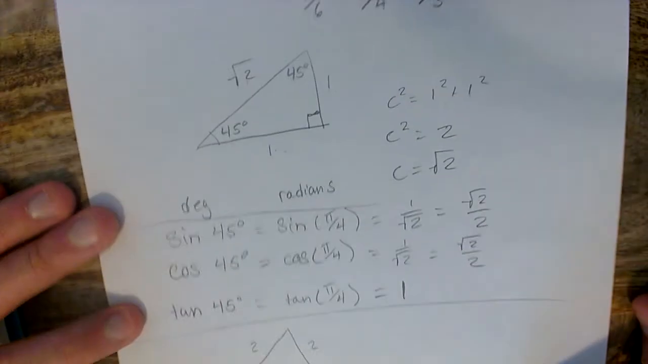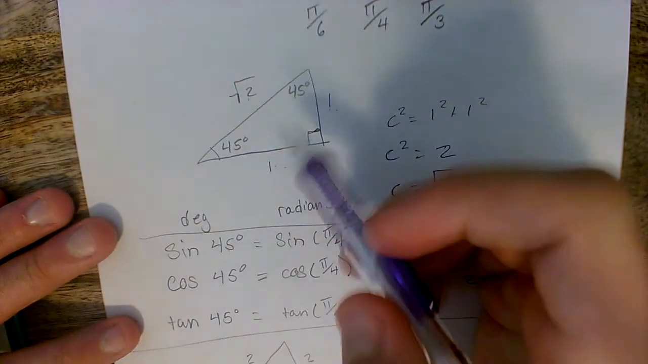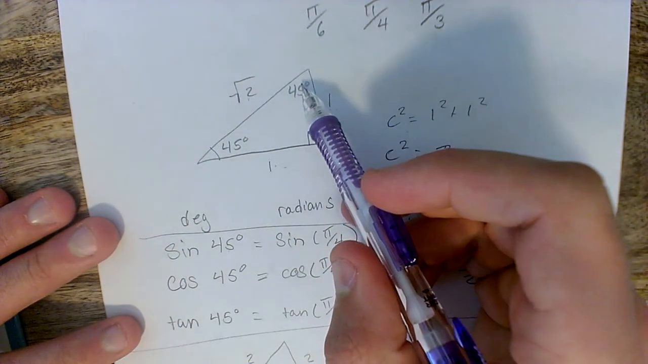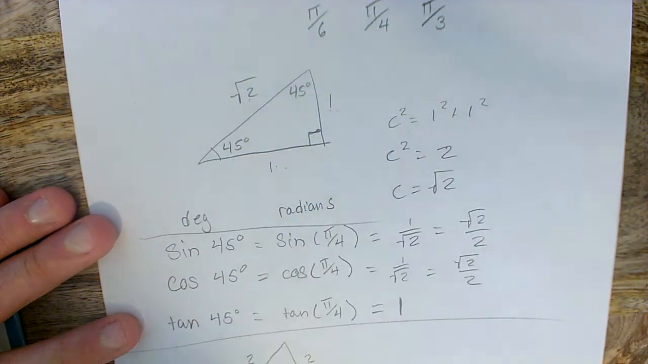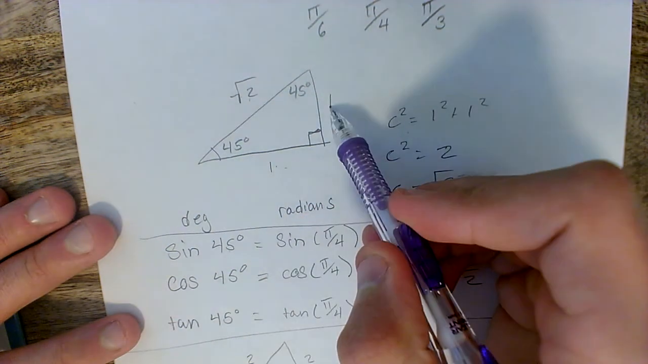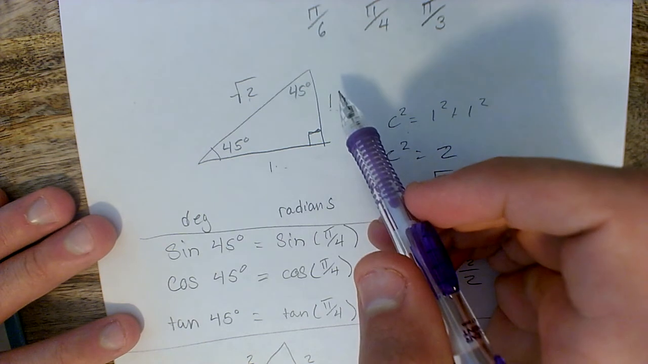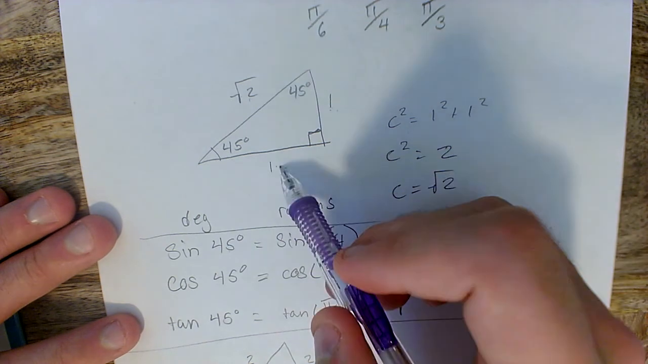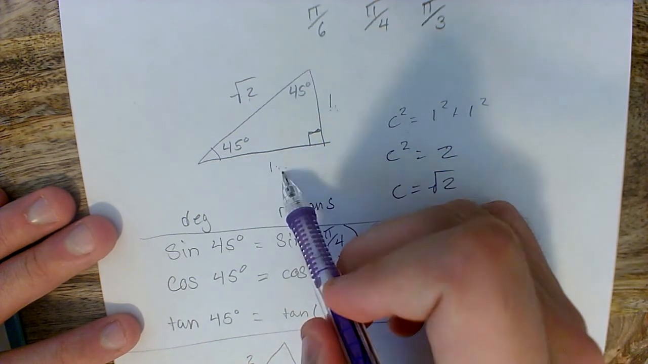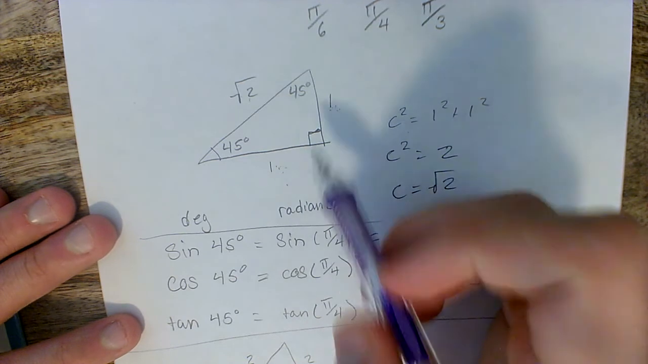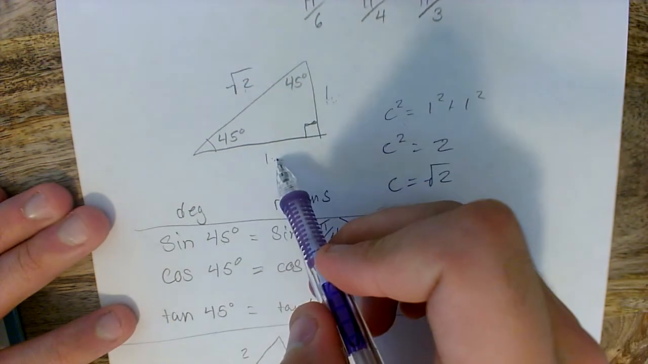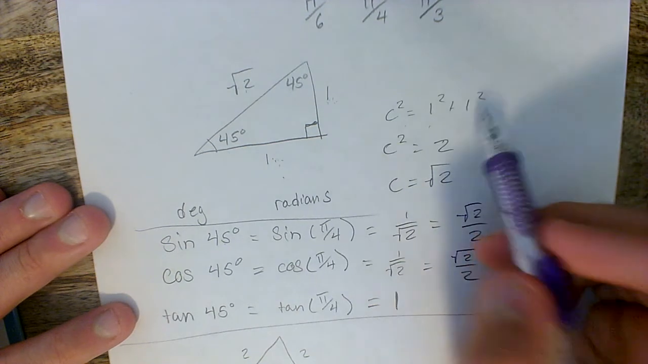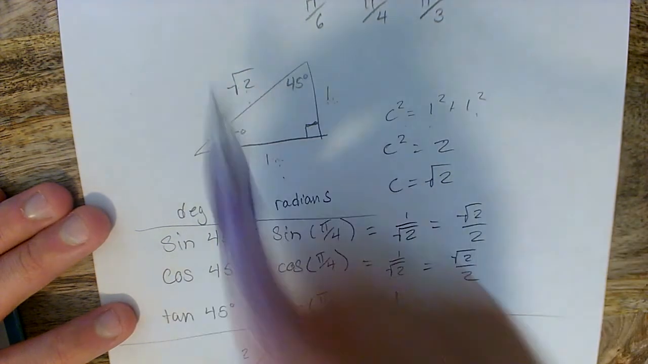Okay, let me make a quick comment here. Back to this triangle here. If you have a right triangle with two 45-degree angles, that means it has to be an isosceles triangle. So these two sides don't necessarily have to be 1, they just have to be the same number. For example, if they were both 5, you'd have 5 squared plus 5 squared, so the square root of 50 on this side.